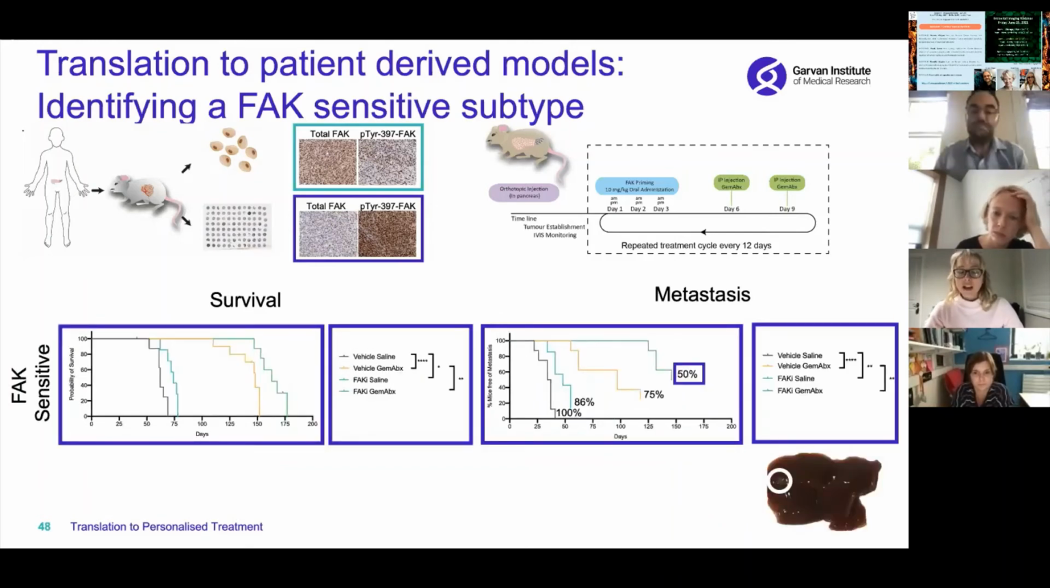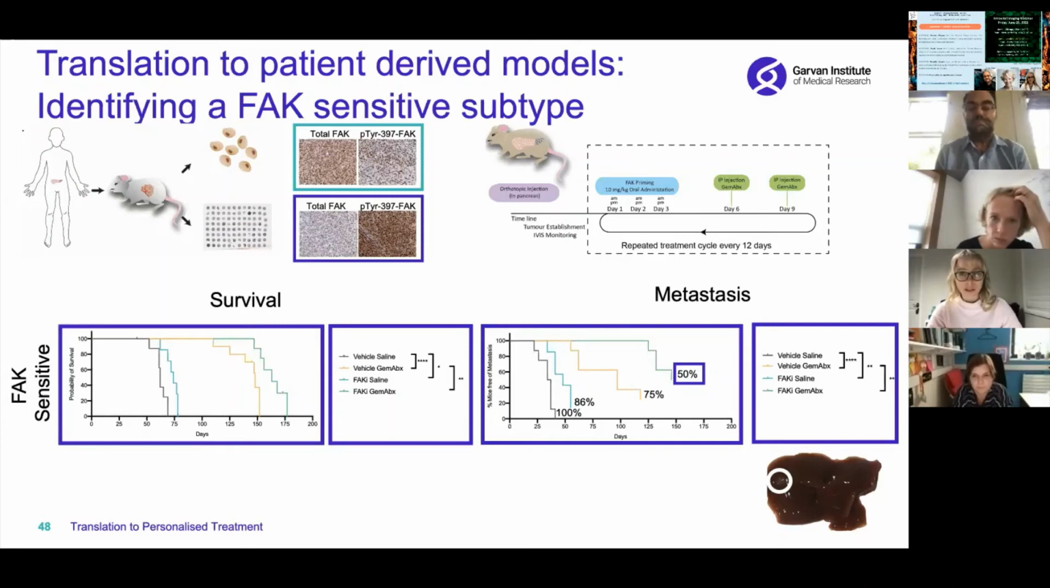However, when we looked at our FAK sensitive line, the TK10s, we see that FAK inhibitors alone have a significant influence on the survival of these mice. Once again, chemotherapy works quite well. And when we pre-treated the mice with FAK prior to chemotherapy, we again saw an enhancement in survival.